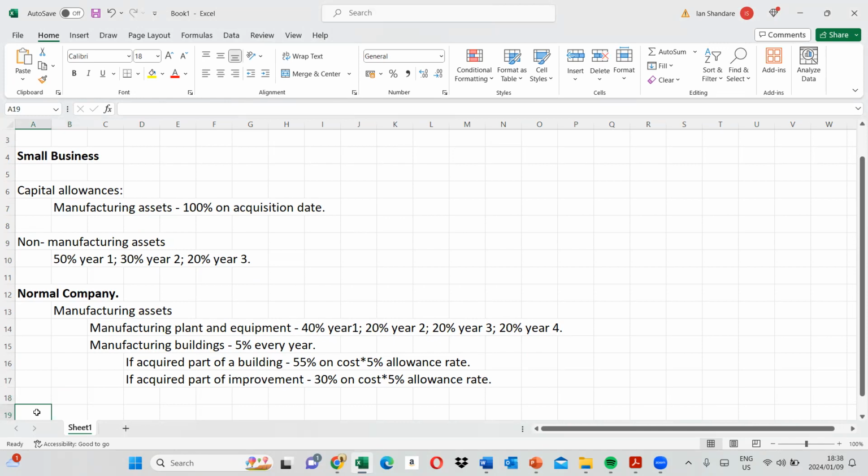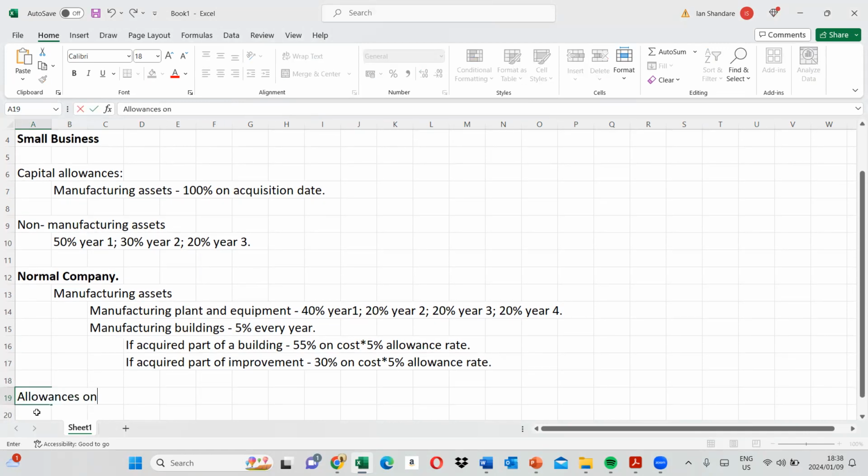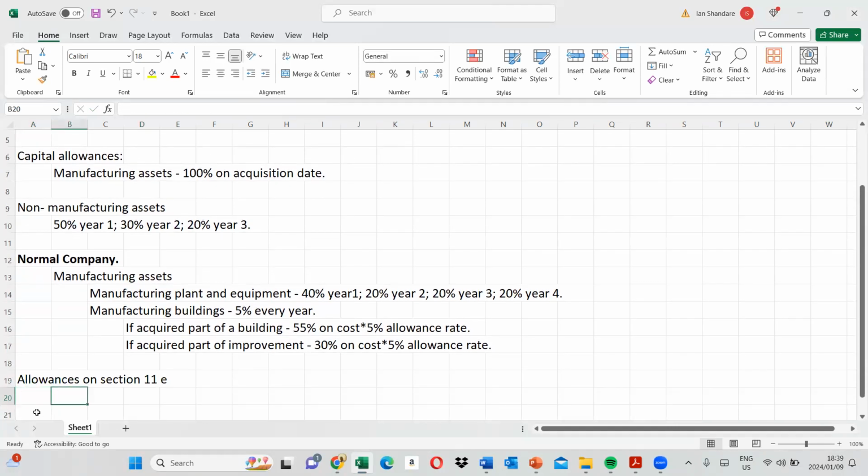All right, then of course, with regards to normal companies, we also have allowances on section 11e. So it's section 11e, small letter e, not a capital letter E. In this regard, these depend on the given table. They'll give you a table that you then use to calculate your allowances.